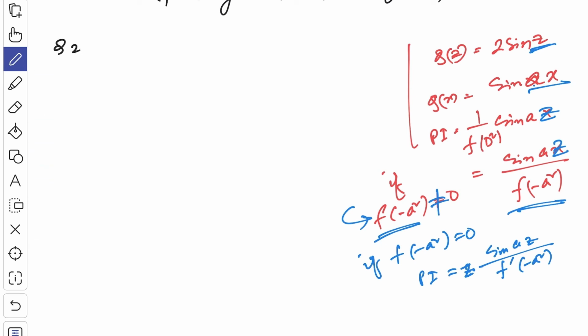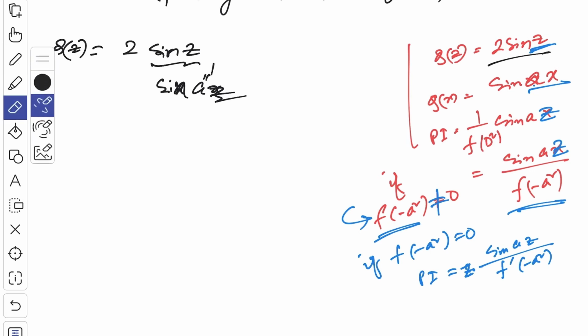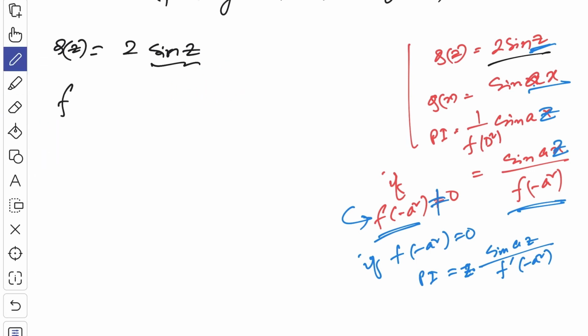Okay, so here you see Q of z, in this case Q of z is 2 sine z. So we have sine z only. If you compare with sine az, then the value of a is 1 in this case, right? So that means we have to check if minus 1 square is 0 or not.